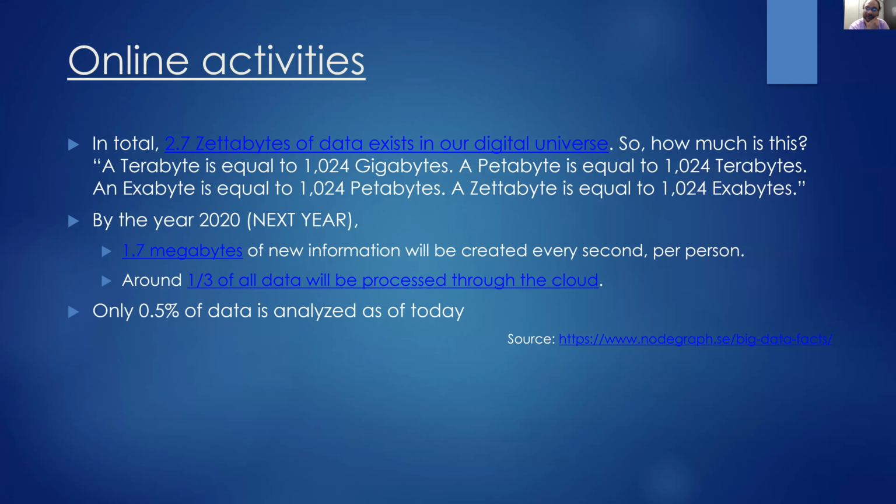So, according to the node graph, by the end of the year 2020, 1.7 megabytes of new information will be created every second per person. For example, this is the 58th session on Zoom, and we are creating new information. We are trying to share this, but on the backend we are creating a lot of new data. And by 2020, one third of the overall digital data will be on the cloud. And I hope everyone knows about the cloud.